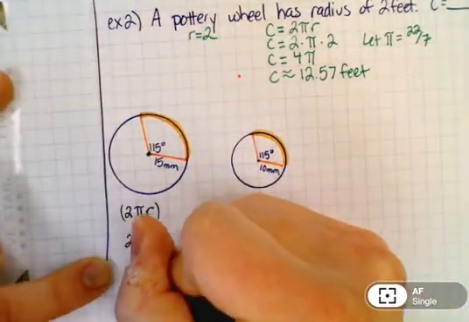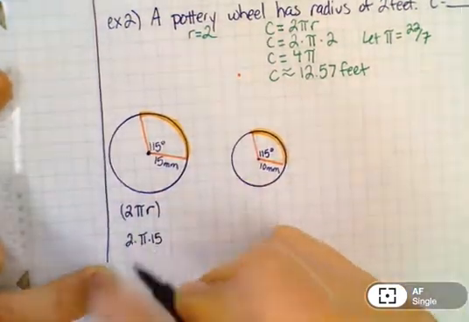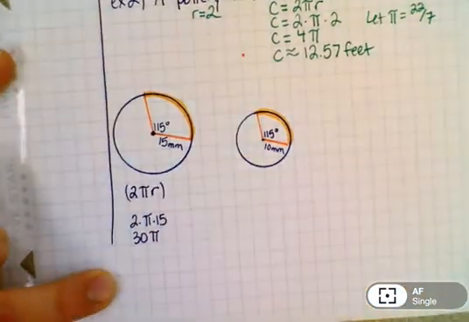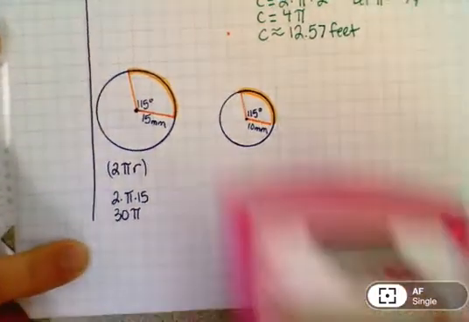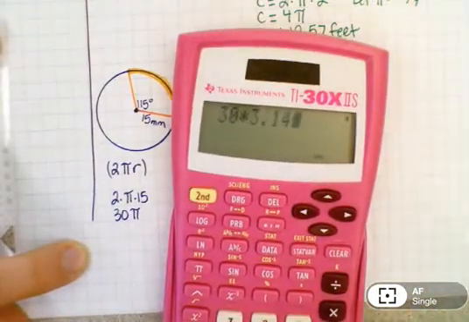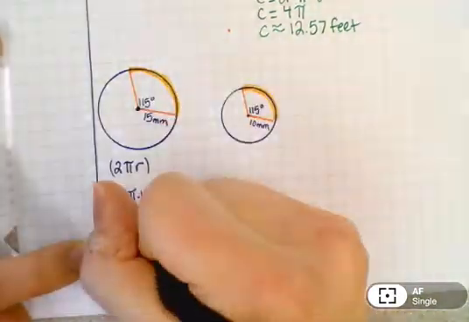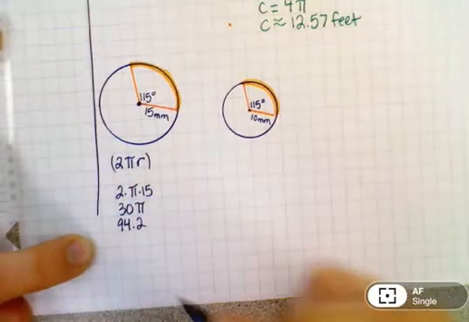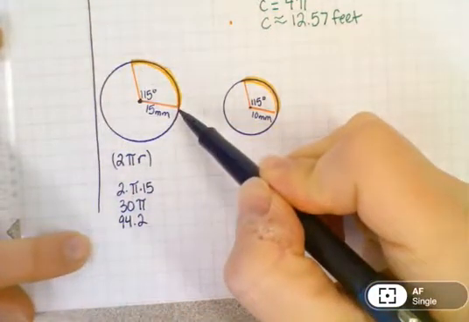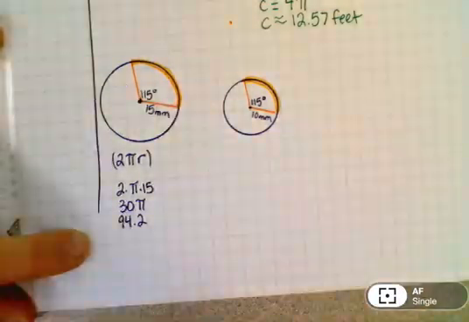So I'm going to go ahead and do that. I've got 2 times pi times 15 millimeters because that's my radius. 2 times 15 is 30, so I have 30 pi. And I can go ahead and approximate that using 3.14. So I've got 30 times 3.14, 94.2. Okay. So that means that going all the way around the circle is 94.2 millimeters. But the question is, how much is just that yellow arc length?